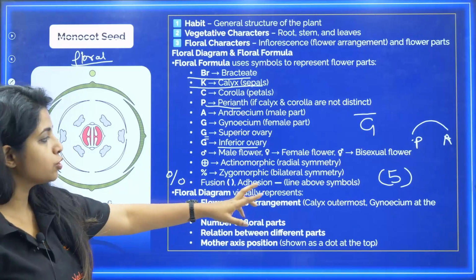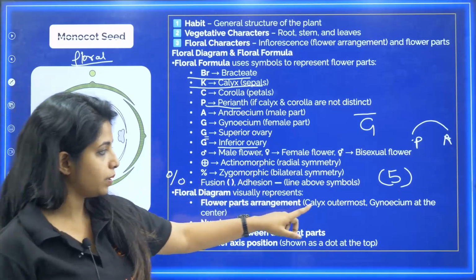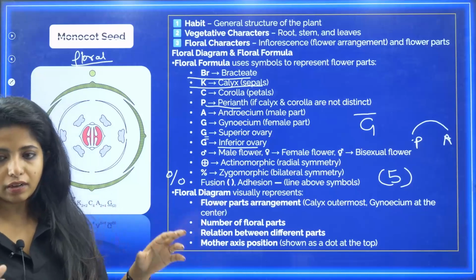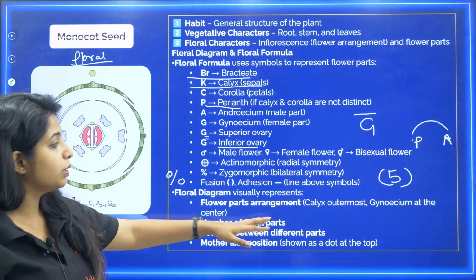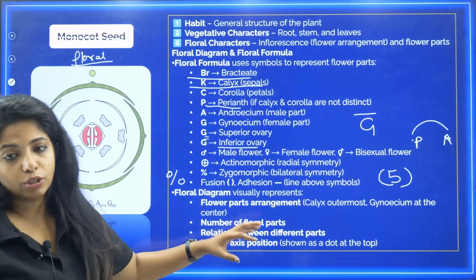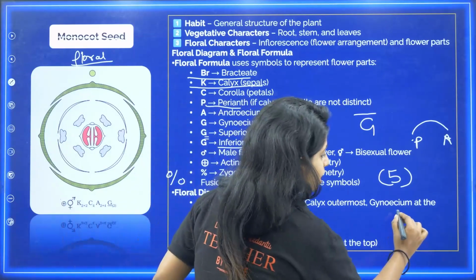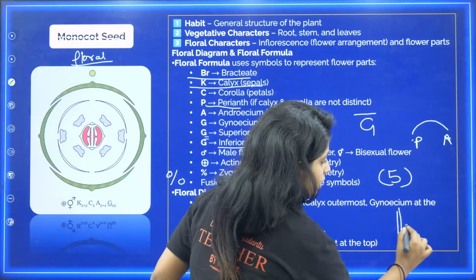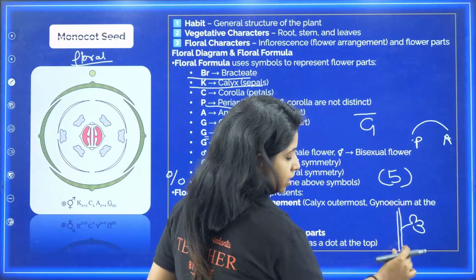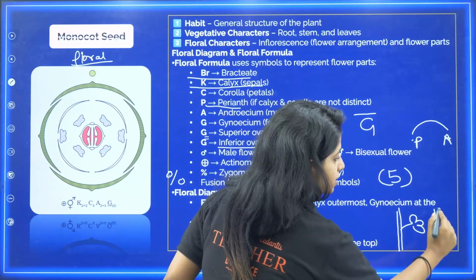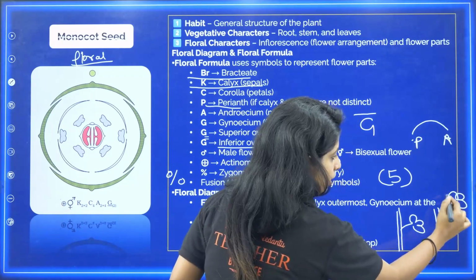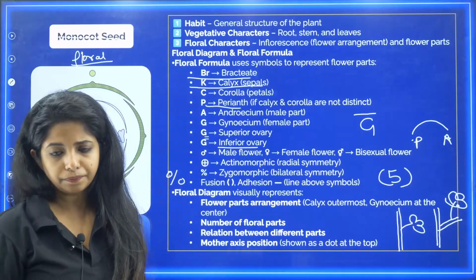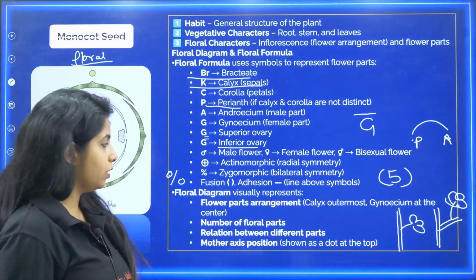Now, a floral diagram visually represents what? The flower part arrangement, that is, calyx is the outermost, then gynoecium at the center. You will get to know that. And the number of the floral parts, the relation between different parts, and also the mother axis position. For example, mother axis position, as in you are talking about this. The flower is over here like this, there is an axis and then you have a flower, or basically you have an axis, then it has a branch and then it has a flower. This is what mother axis means. It is represented with the help of a dot.